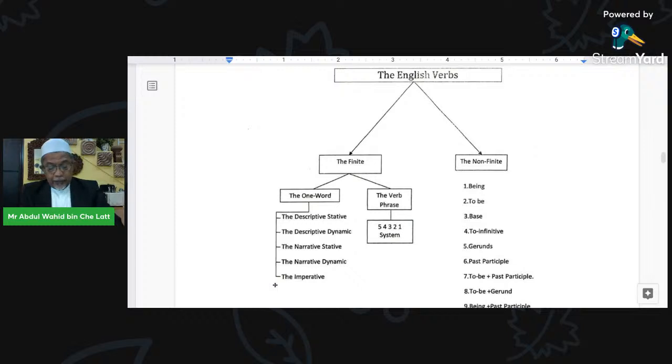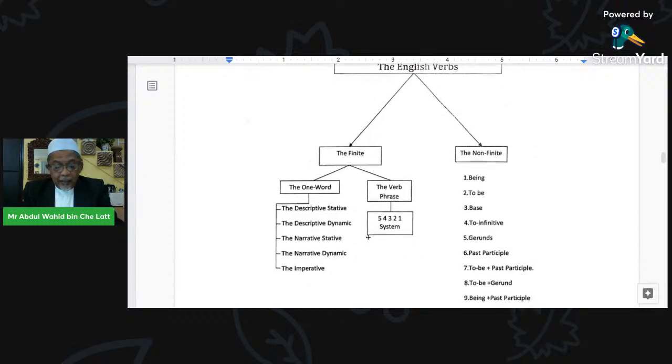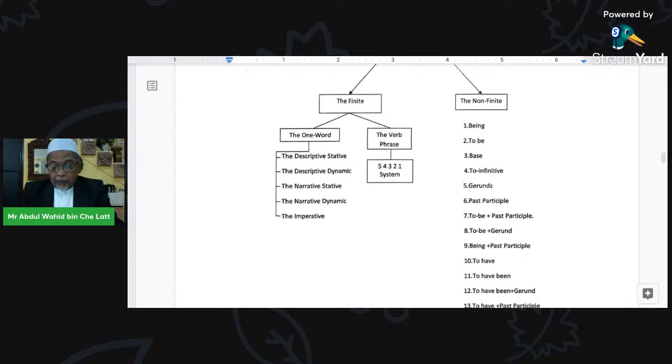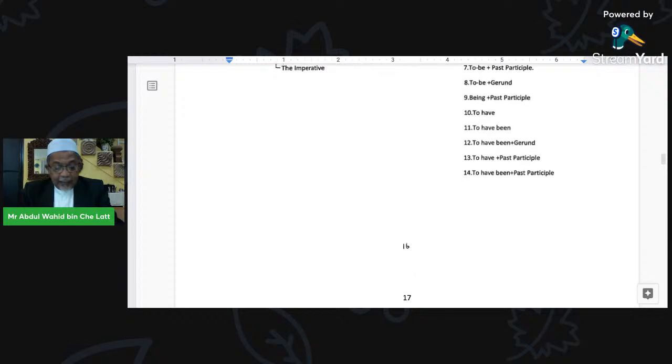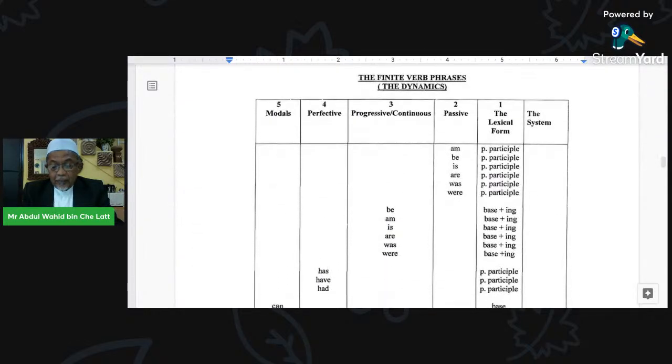For this session, I'm going to focus on the finite verb phrase. The reason is I want to introduce to you a system which is not quite familiar among English language teachers. It is called the 5-4-3-2-1 system. This system is formulated in such a way that it could help students to construct a finite verb phrase correctly. Let us start the session. Can you please look at page 20, entitled The Finite Verb Phrase, in bracket, the dynamic?